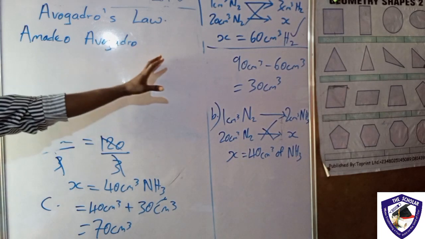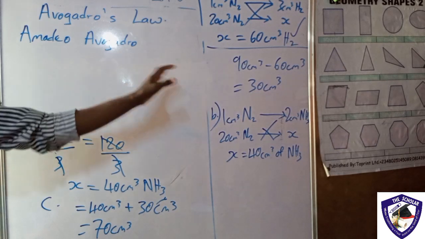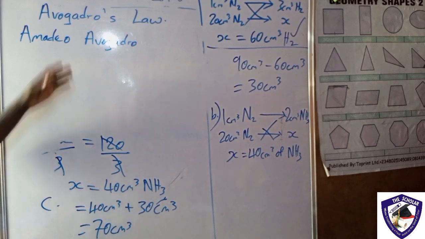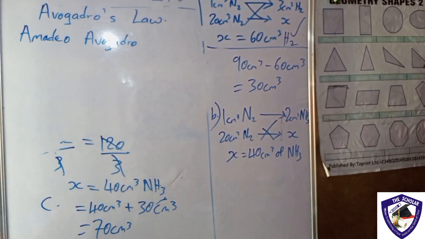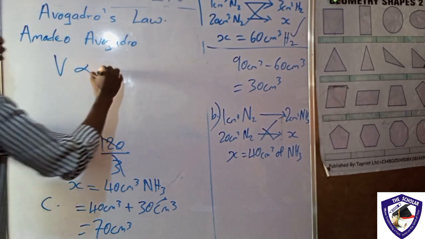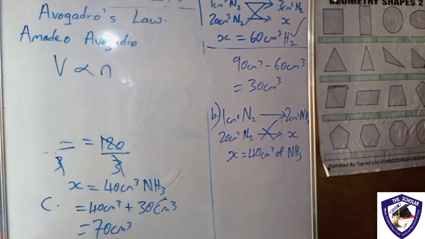So Avogadro, after working on Gay-Lussac's law, came up with a law that equal volumes of all gases under the same conditions of temperature and pressure contain the same number of molecules. What he's trying to say is that V is directly proportional to N, the number of molecules.